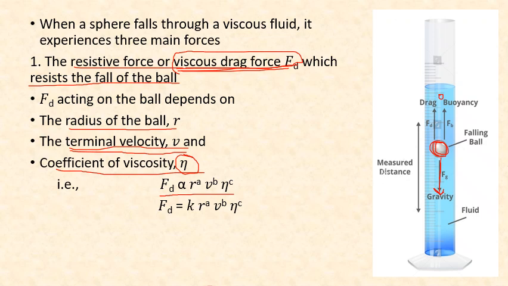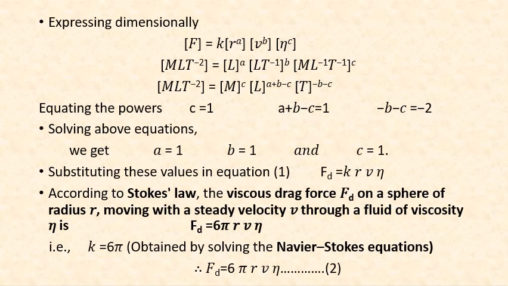So what we will do is take the powers as some unknowns a, b and c. The viscous drag force is directly proportional to some unknown power of radius, an unknown power of terminal velocity and an unknown power of coefficient of viscosity. If we remove the proportionality constant, we get Fd equals k r to the power a, v to the power b and neta to the power c. Expressing the above equation dimensionally, we get F equals k into r to the power a, v to the power b, neta to the power c.